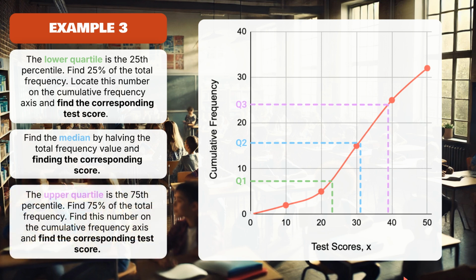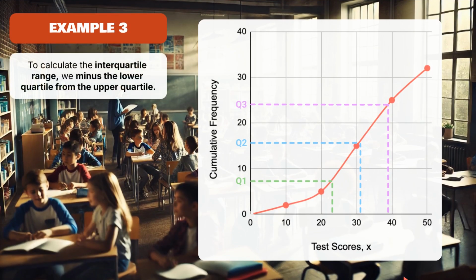To find the upper quartile, which is known as Q3, we need to find the 75th percentile, 3/4 of the data. For 32 students, it is the 24th score. We find this by finding 75% of the total frequency. We can do this by dividing the total frequency by 4 and then multiplying this number by 3. Locate 24 on the cumulative frequency axis and read across to find the corresponding score, which might be around 38.5.